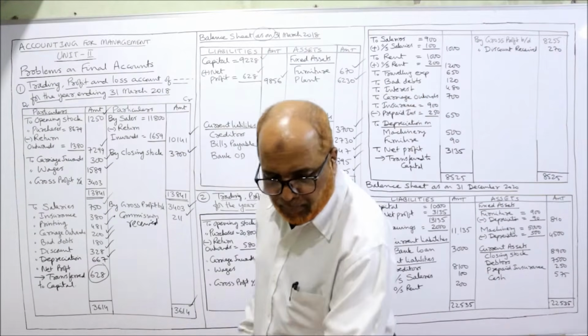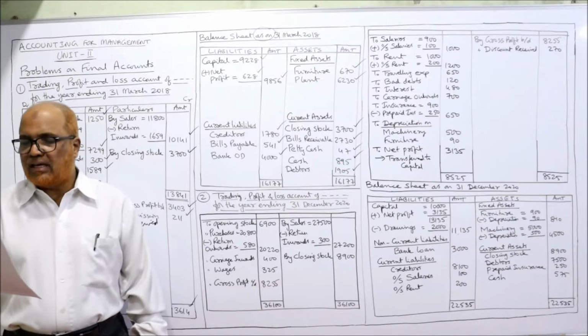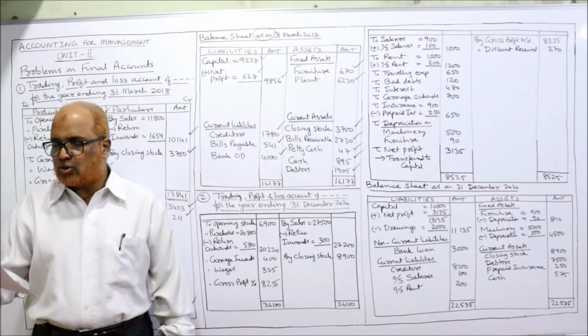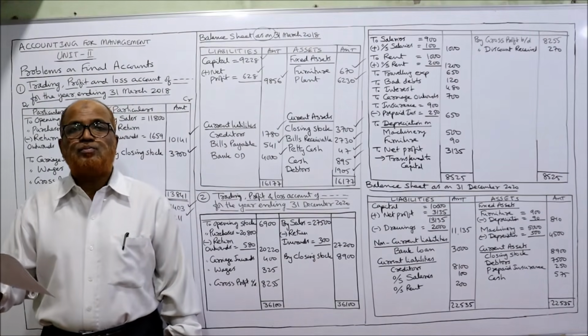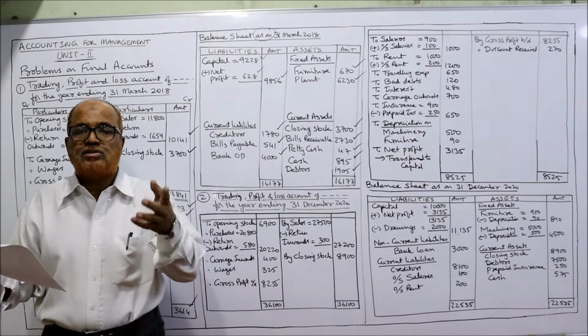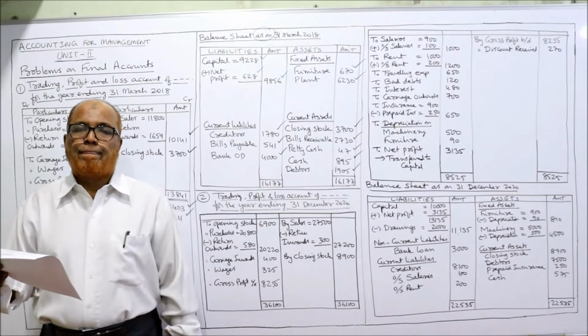Next problem. Problem number 2 I am starting. Prepare trading profit and loss account and balance sheet for the year ending 31st December 2020. Particulars are given, adjustments are given. In the previous problem, there was no adjustment except one, closing stock. But here 4 adjustments are given.